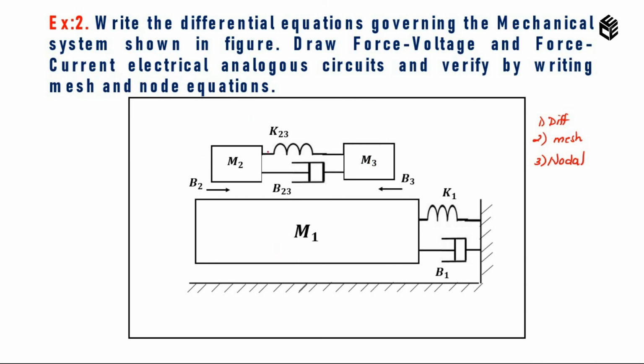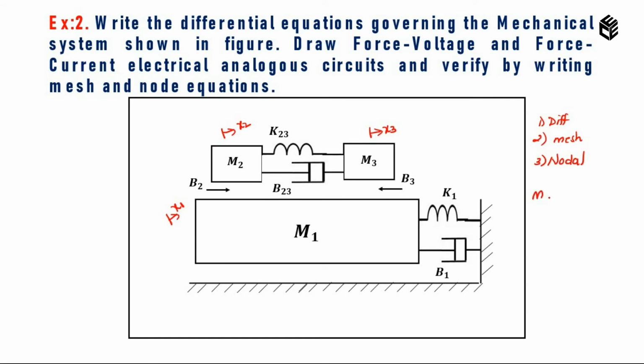On analyzing the diagram, we have three masses m1, m2 and m3, but all these three masses are not provided with displacements. So I am going to assume displacement for mass m1 as x1, displacement for mass m2 as x2 and displacement for mass m3 as x3. Here we don't have any applied force, therefore the applied force value is equal to 0.